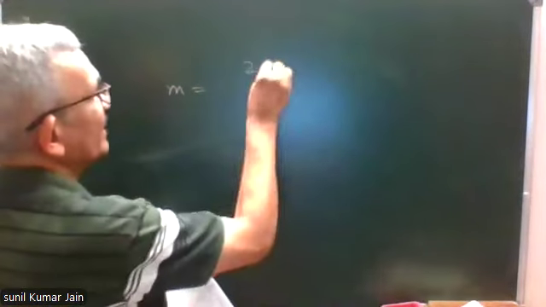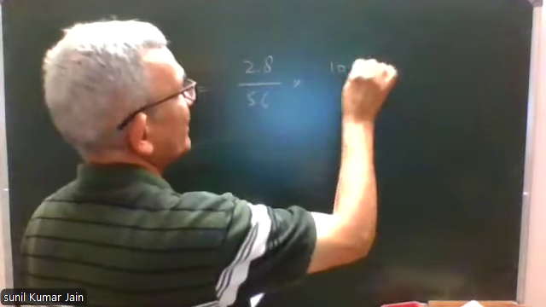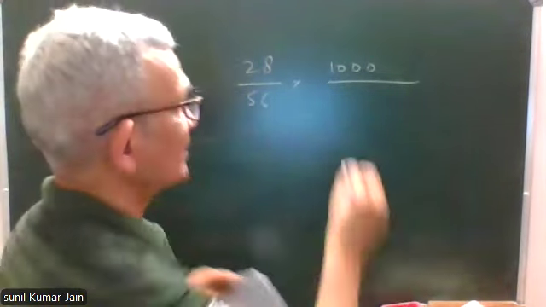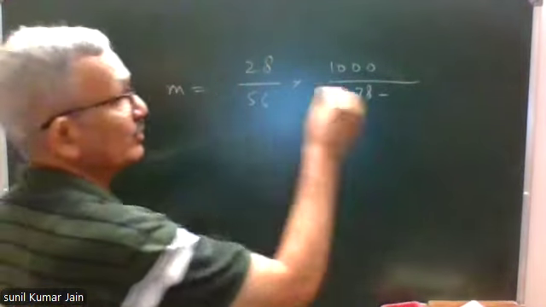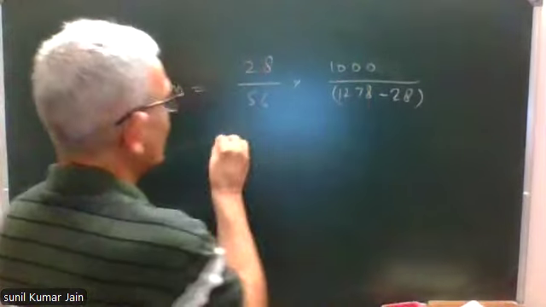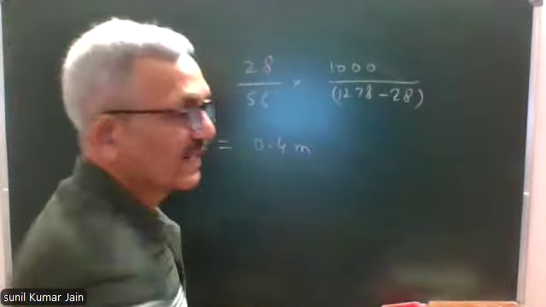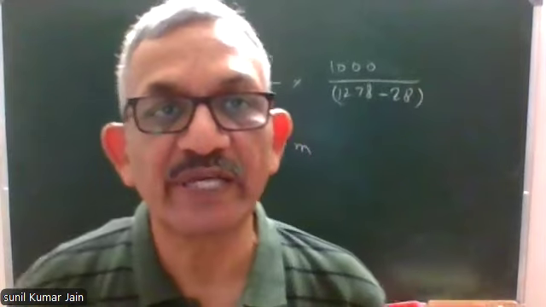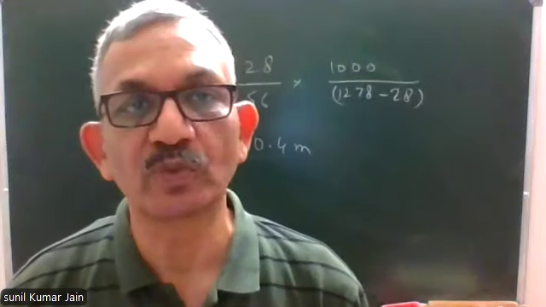So molality will be weight of solute 28 grams divided by molecular weight 56 into 1000 divided by weight of solvent. We are given weight of solution, that is 1278. From weight of solution, we subtract weight of solute, that will be weight of solvent. So when you calculate, this will come out to 0.4. We'll write 0.4 m and will pronounce it as 0.4 molal.